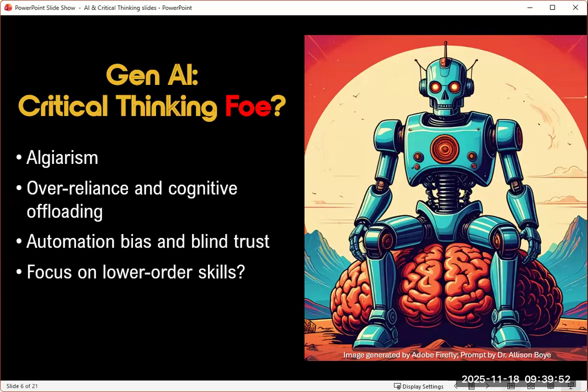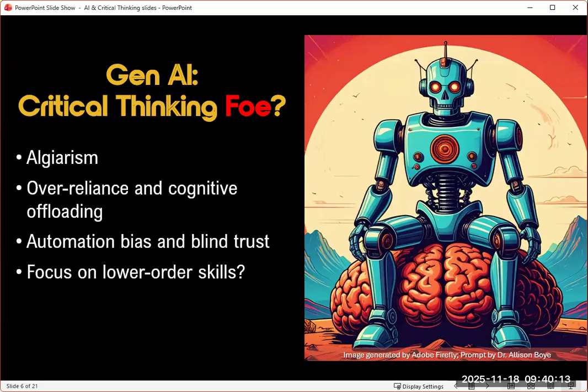So first we have what's called algorithm plagiarism. That's a term that refers to passing off content generated by algorithms or generative AI as one's own original work without acknowledgement. So basically, it's plagiarism using AI as opposed to plagiarizing off somebody else's work, right?